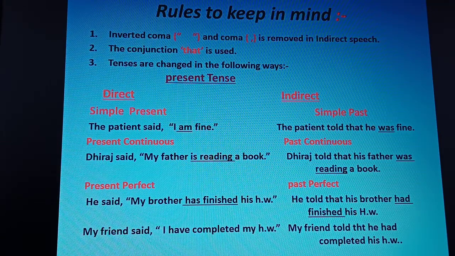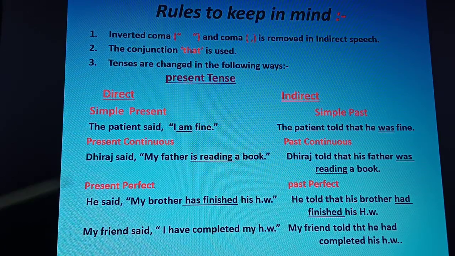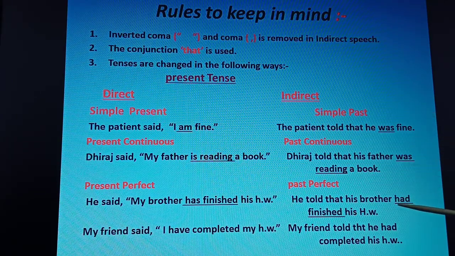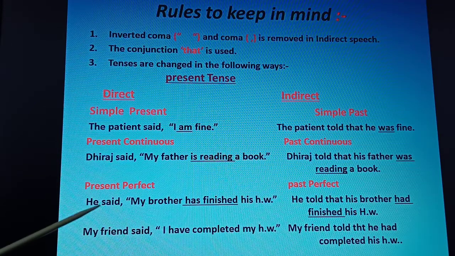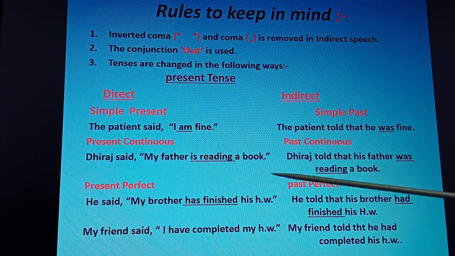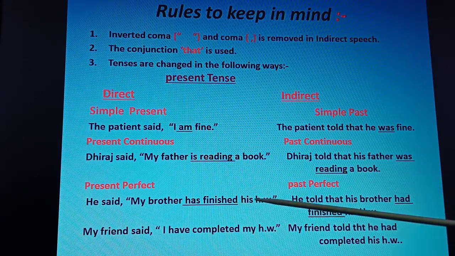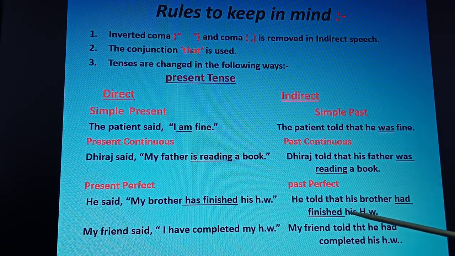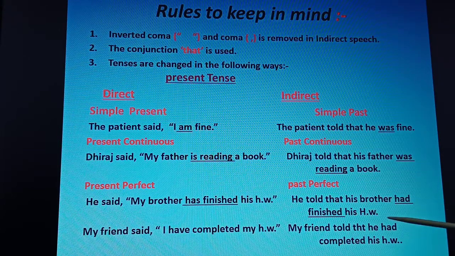Clear? Third, present perfect. Present perfect tense will change in indirect speech. It will be past perfect. I told you the tense is always in past tense. Indirect speech will be always either in a simple past or past continuous or past perfect, but it will be in past. The present perfect will change into past perfect. He said, "My brother has finished his homework." Okay, my brother has. Why? Because the singular, my brother has. Has finished is a present perfect, just now finished. So, past perfect would be, he told that his brother had finished his homework.